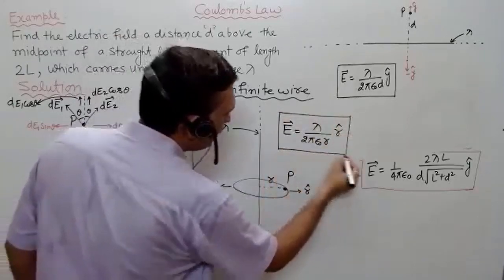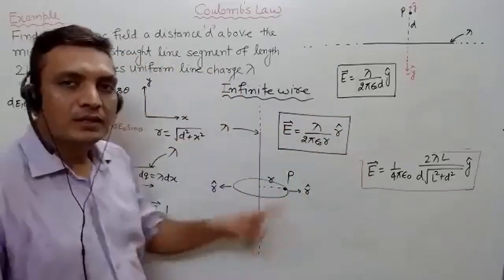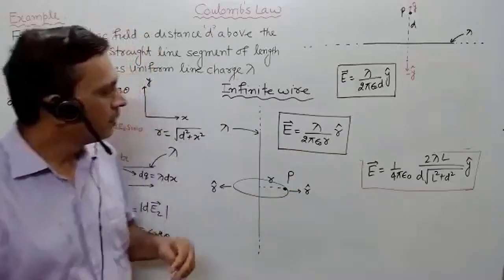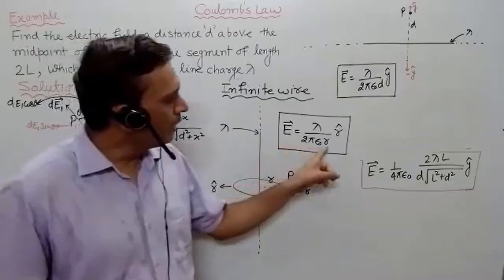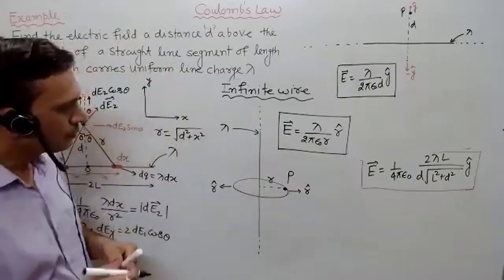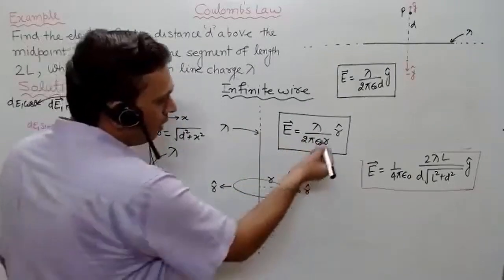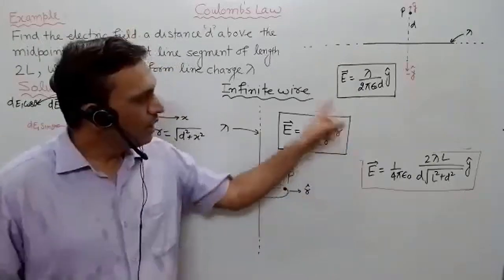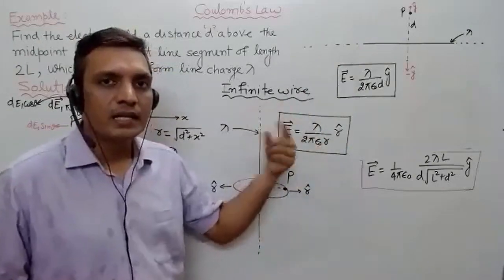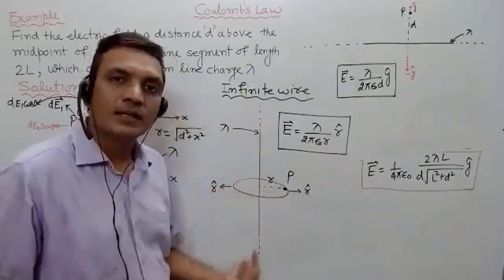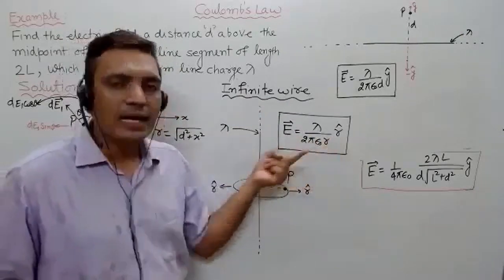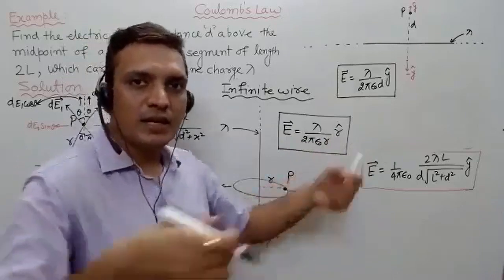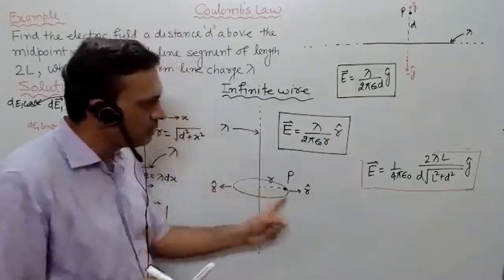So let us represent the field due to an infinite wire in the cylindrical coordinate system. That is lambda by 2 pi epsilon naught small r. Is it clear why we have expressed the electric field in cylindrical coordinates? Because the wire has cylindrical symmetry, and the direction you can easily write as r cap, because each direction is radially outward, and that direction is r cap.